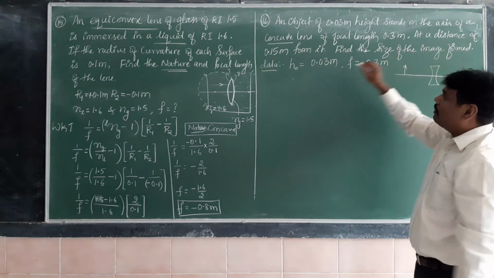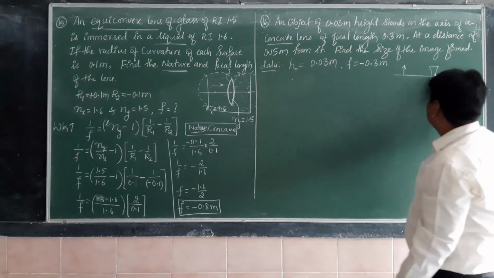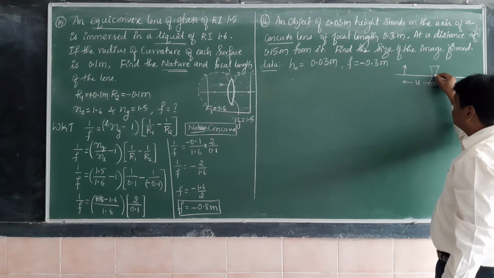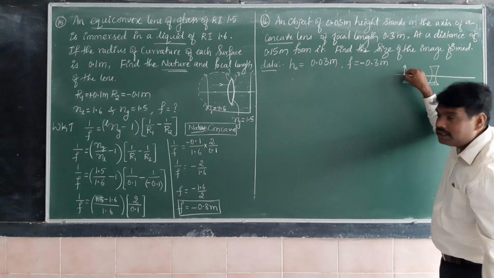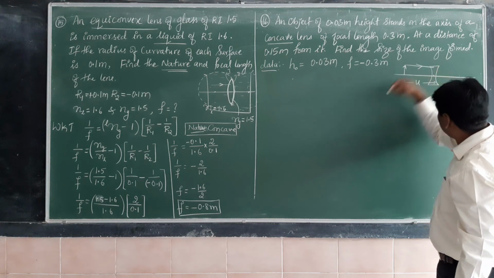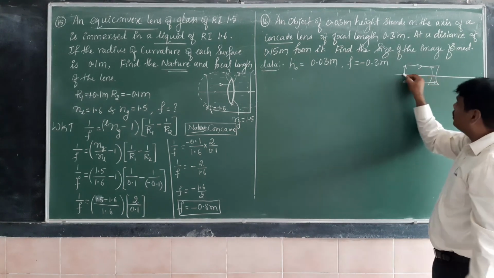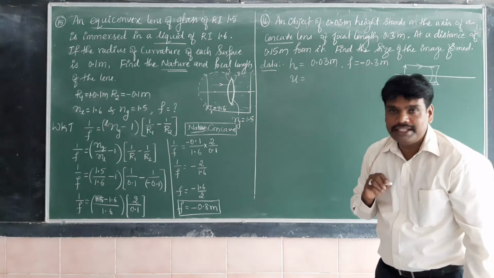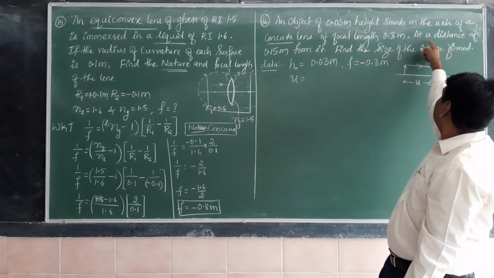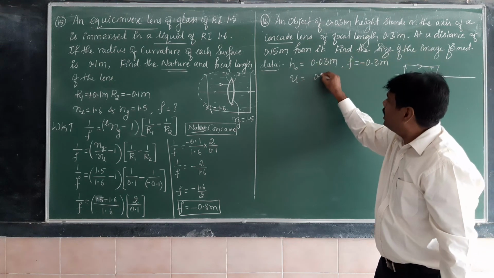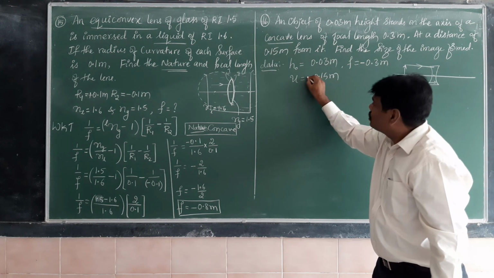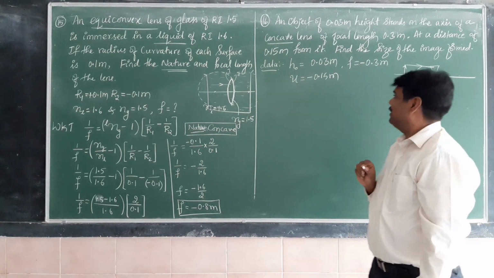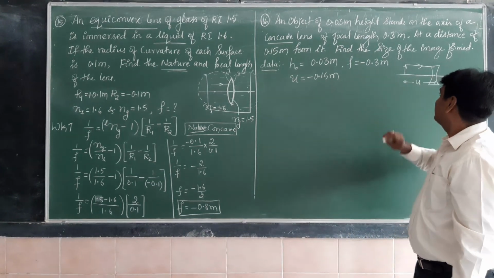At a distance of 0.15 meter. From here to here, the object distance is given. We are measuring from the center to the object position, opposite to the direction of incident. This is the direction of incident. We are measuring from here to here, so it is the opposite sign. So I have to take the negative here. u is equal to, at a distance of 0.15 meter, so it should be negative since it is opposite to the direction of the incident ray.